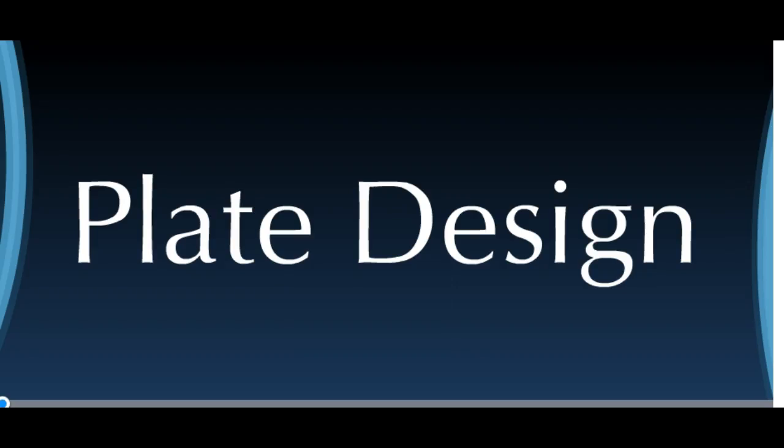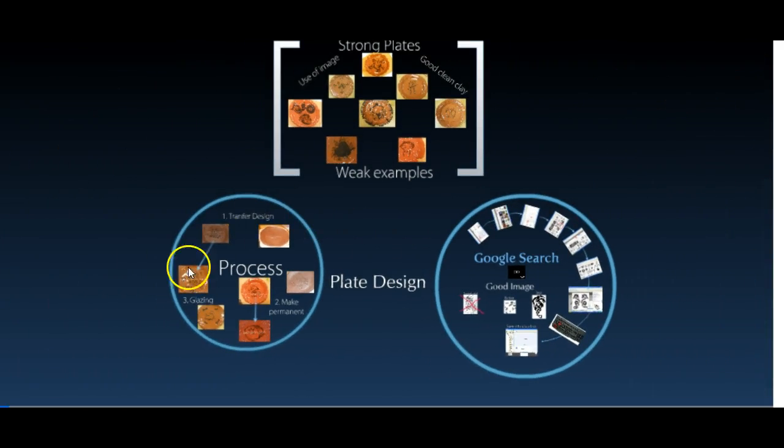Welcome to Plate Design. Today we're going to look at the process of getting images to the plate, because that's going to change which image you end up choosing. I'm going to show you strong plates versus weak plates, and then we're going to talk about how to search for that on Google Image Search. Every year that changes just a little bit, so I have to change this presentation. So actually we're not going to go there, we're just going to literally do it.